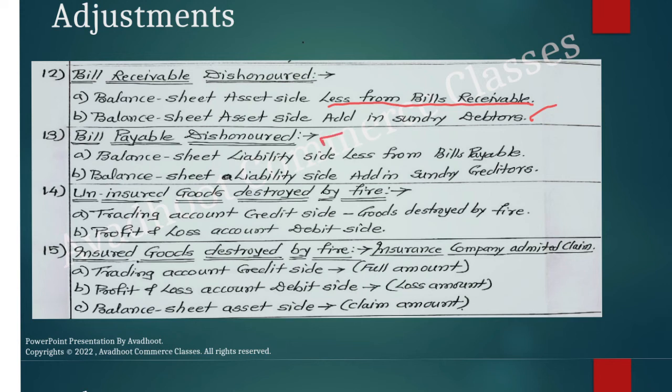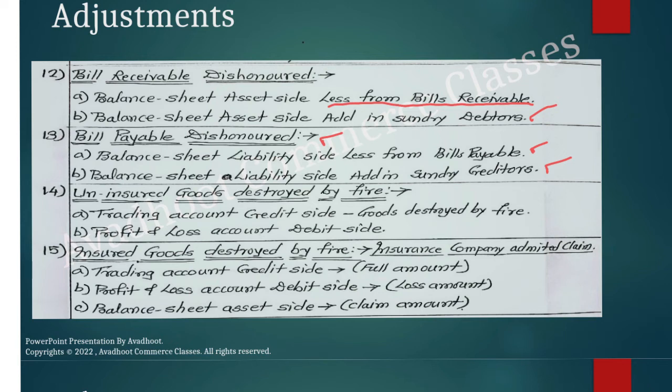Our next one is bills payable dishonored. Payable goes to the balance sheet liability side. Obviously, the adjustment also goes to the balance sheet liability side only, that is, less from bills payable. Whenever the payable is to be deducted, not only is bills payable deducted, but there are so many reasons, such as non-availability of funds, that it is dishonored, and then it is to be added in the sundry creditors. Creditors we are writing on the balance sheet liability side.